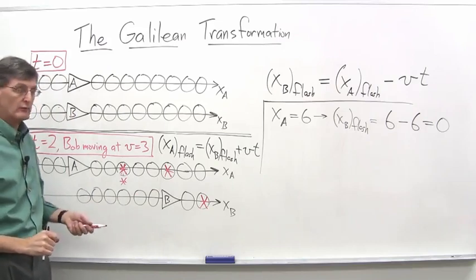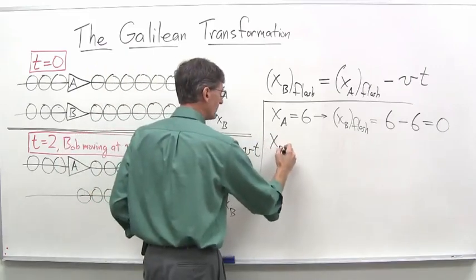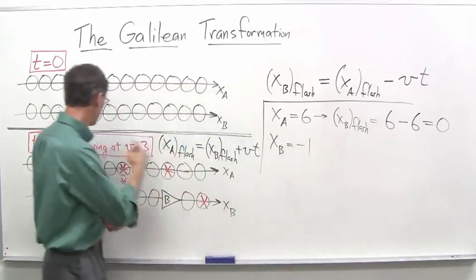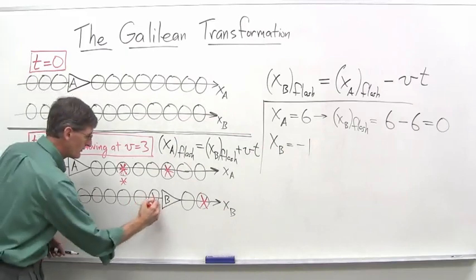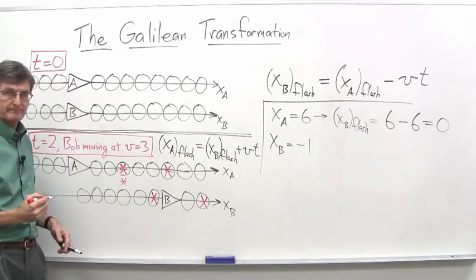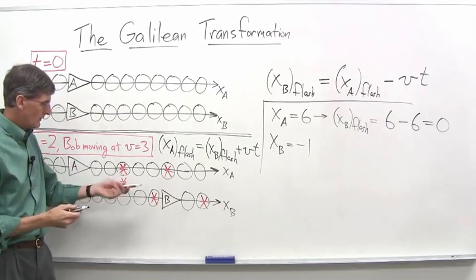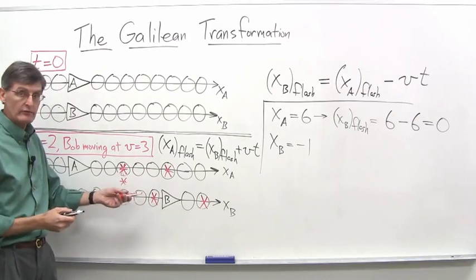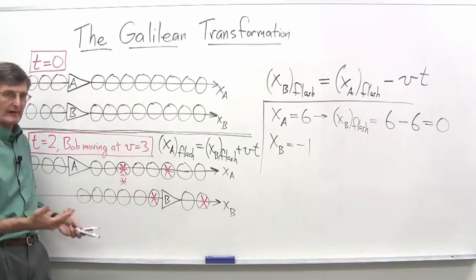Let's do another one where Bob measures something. So what if Bob says, I see a flash, again at t = 2 seconds, and the flash is going to be at -1? So he sees it right there, and his clock records it. And therefore, what is Alice's position going to be? What is she going to observe that flash at? Well, again, we can count from the diagram.